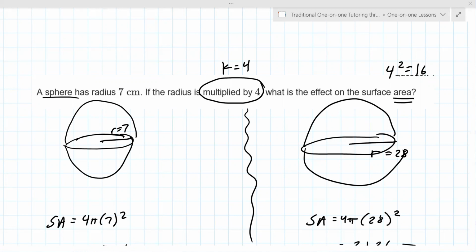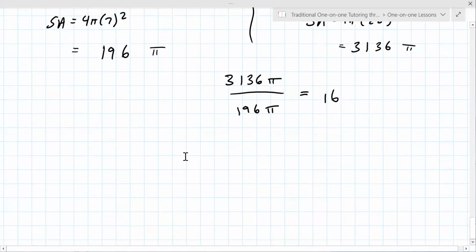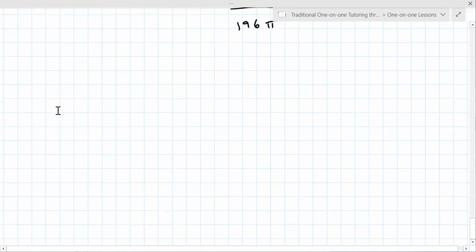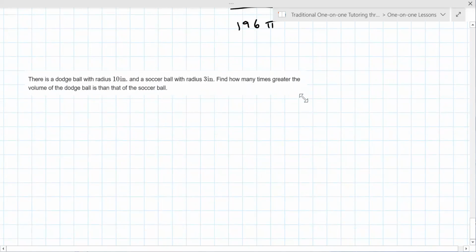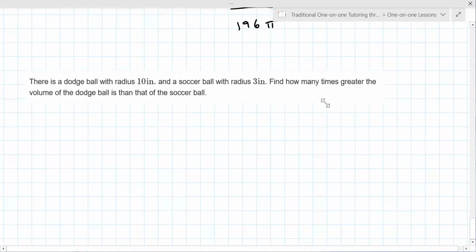All right, so this one's the same type of question we just did. You just have to figure out the K. So the radius goes from 3 to 10. Okay, so the K is 10 divided by 3, because if you take this 3 and multiply by 10 divided by 3, you get 10.